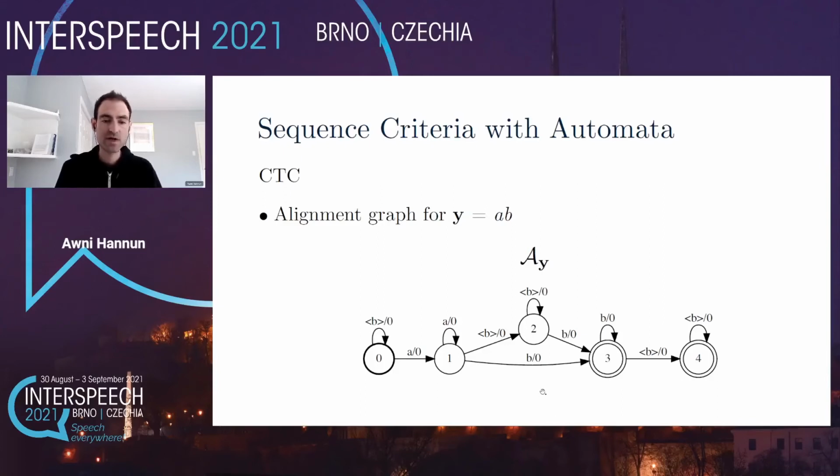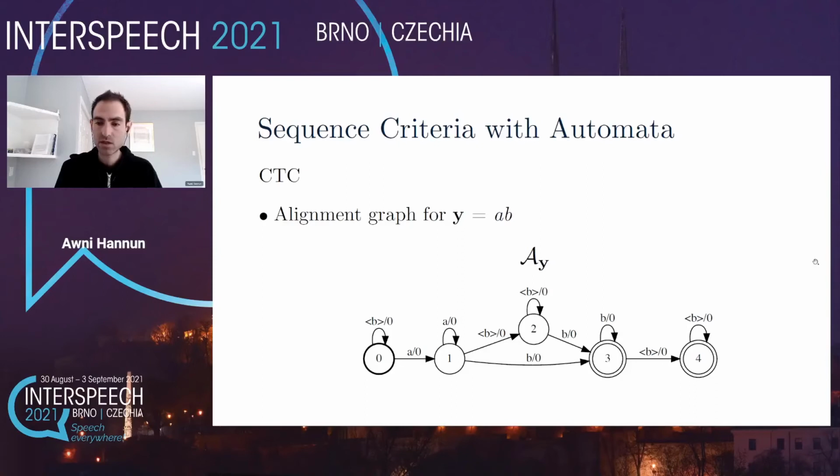The semantics of this graph are that, say I have an output y equals AB, I can have any number of blanks in the beginning, but I have to observe the first output. Then I can have any number of blanks between the first and second output, including 0, which is why we have this arc at the bottom, but I have to actually observe the second output. And then I can have any number of blanks at the end. That also includes 0, which is why this is an accept state as well as this.